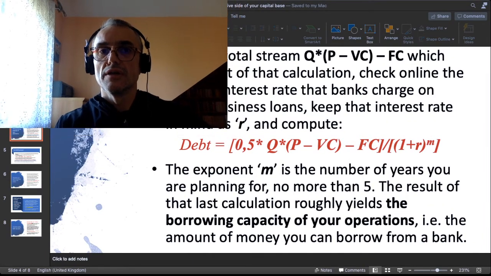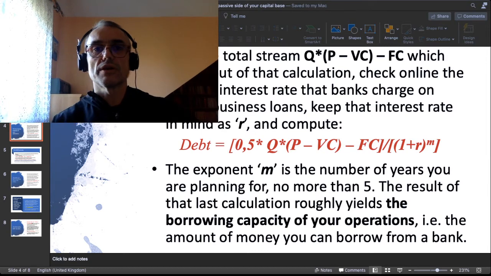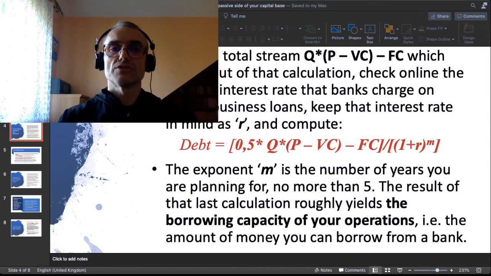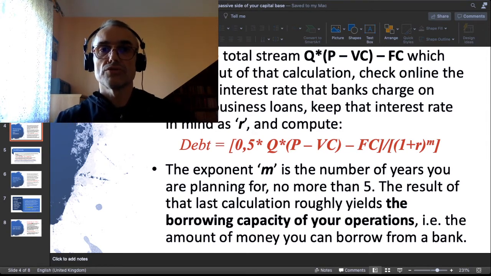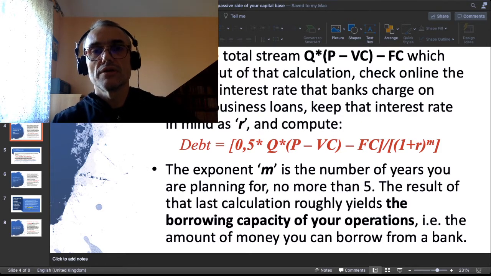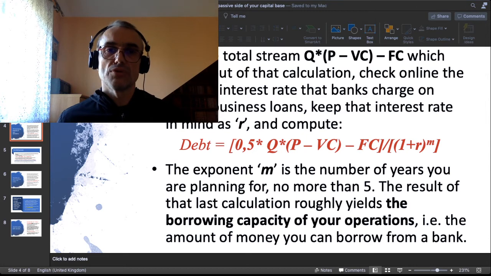You do this. Debt, the maximum debt that you can credibly contract to finance your operations, is half, so 0.5, times the operational income over the number of years you are planning for, corrected for by that part, (1 plus r) to the power m. M is the number of years we expect to take a loan for.